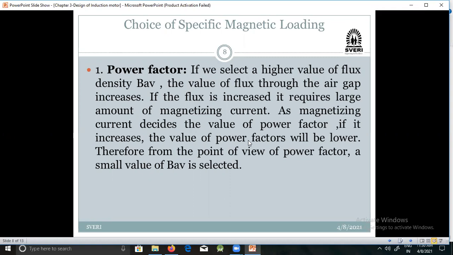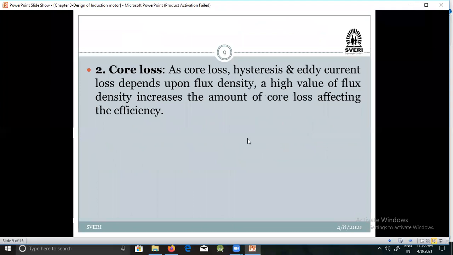First point is the power factor. So if I have to increase the power factor, I have to choose a lower value of flux density, not that much higher. Now, as far as the second, core losses, is concerned, hysteresis and eddy current losses, core losses, directly depend upon the flux density. If I choose a high value of flux density, losses are going to increase, which will lead to the efficiency of the machine decreasing. So if I have to increase the efficiency of the machine, you have to choose a low value of the flux density.